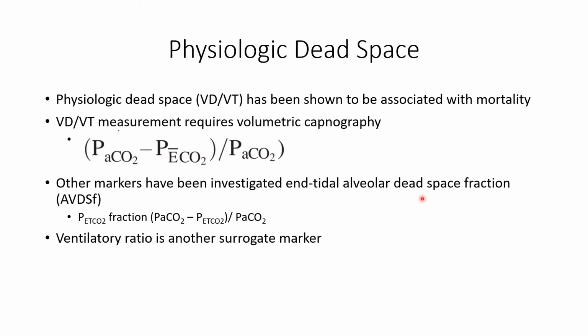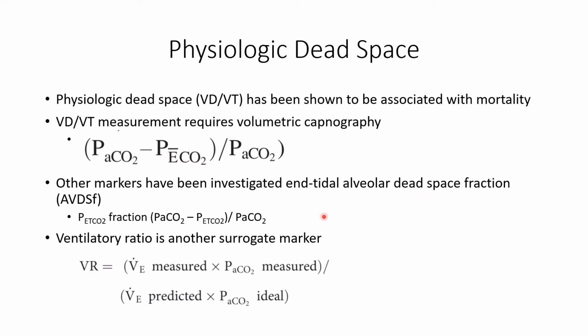Another surrogate marker that is highly related to physiologic dead space is the ventilatory ratio, and that's described here. It's the measured minute ventilation times the PaCO2 divided by the predicted minute ventilation and the ideal PCO2. The ideal PaCO2 in this model is 37.5 millimeters of mercury, and the predicted minute ventilation is 100 mLs per minute per kilo, but obviously this can vary quite a bit in clinical practice.